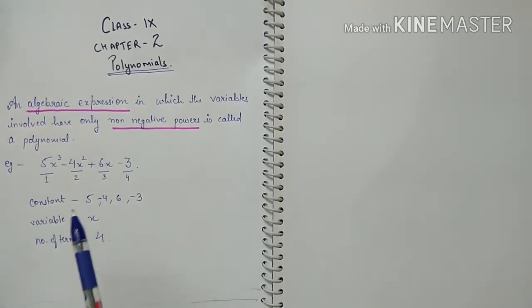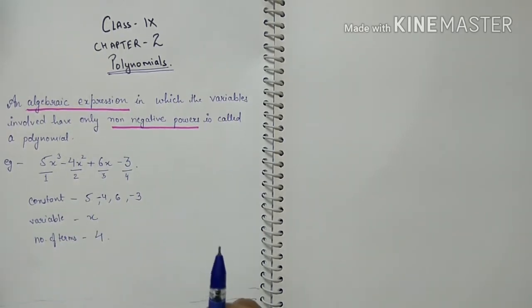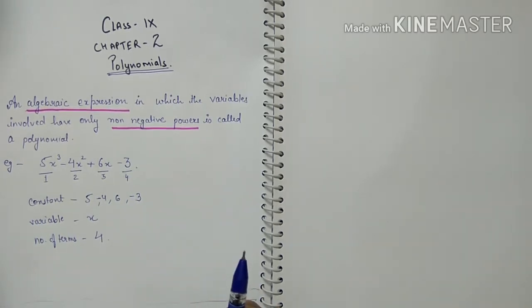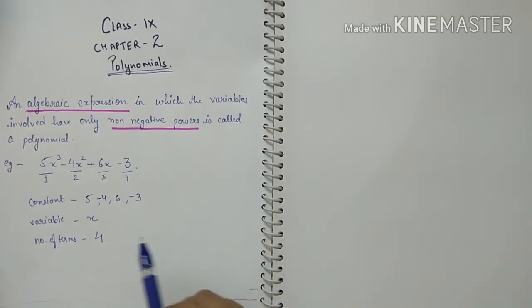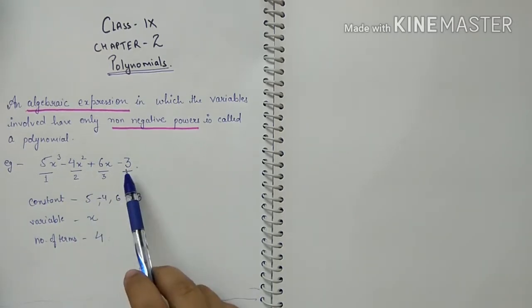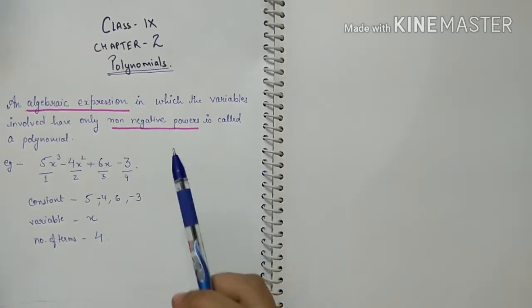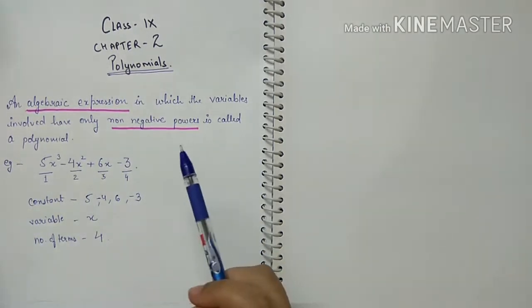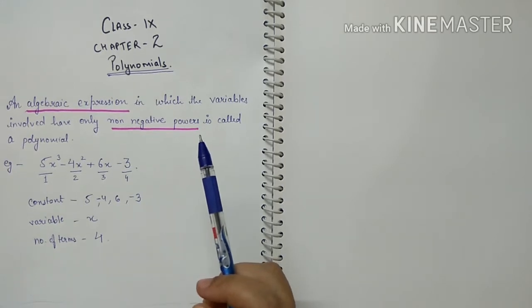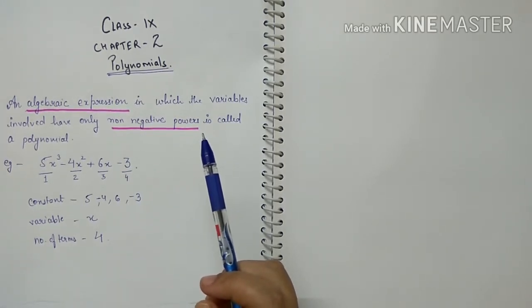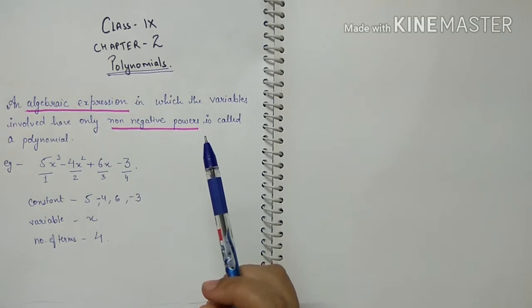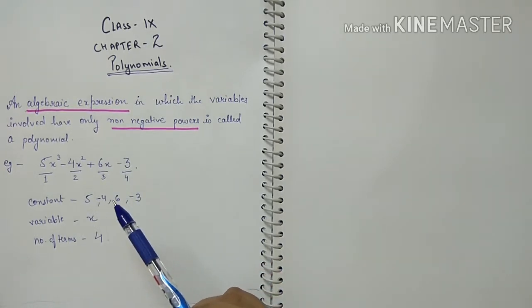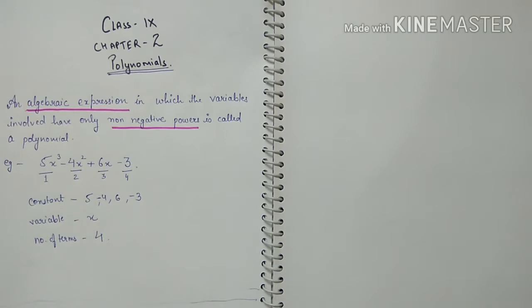So what is a constant? A symbol having a fixed numerical value is called a constant, and a symbol which can change its value, or which can be given any value, is termed a variable. Like 5, minus 4, 6 and minus 3, these are fixed numerical values, so we term them constants. The variable x is a symbol, an alphabet, that we can give any value to, and it can change its value from time to time. The number of terms here is 4, and in this way we represent a polynomial.